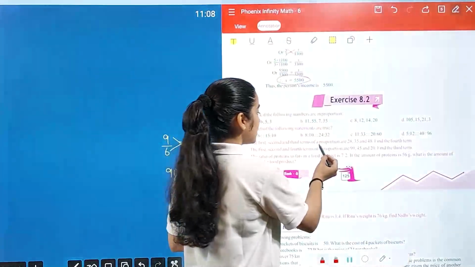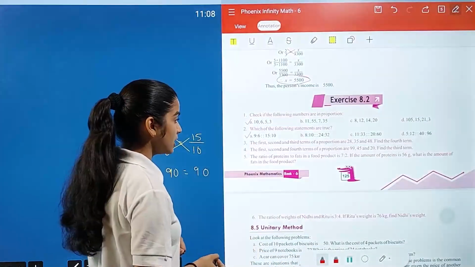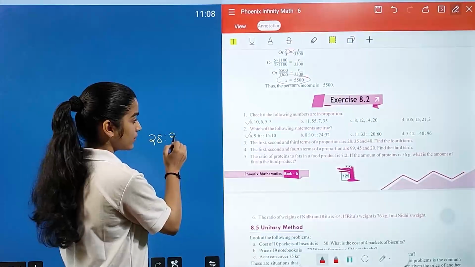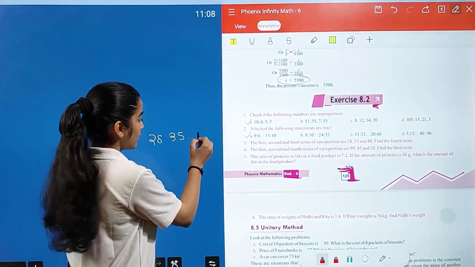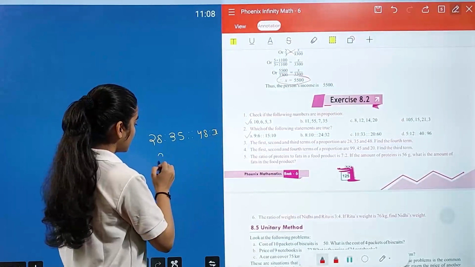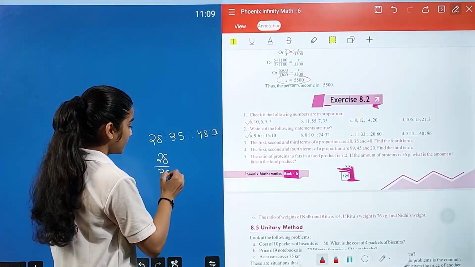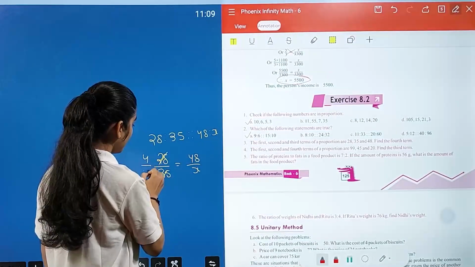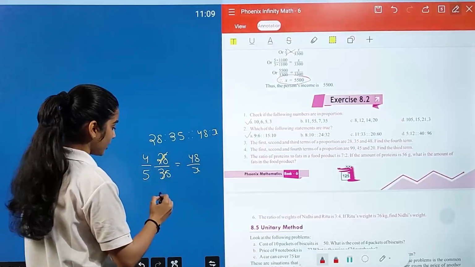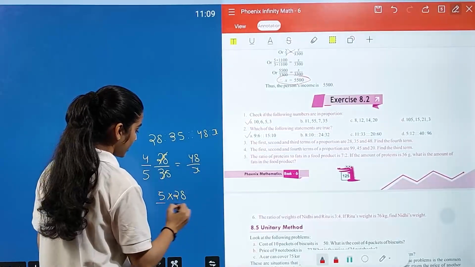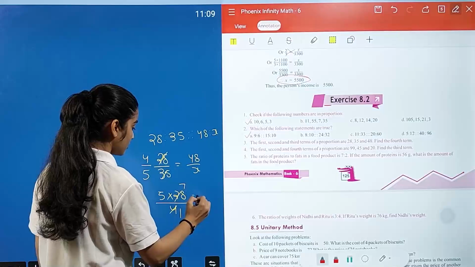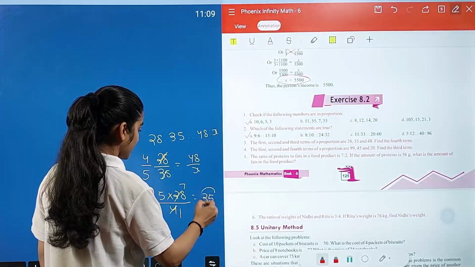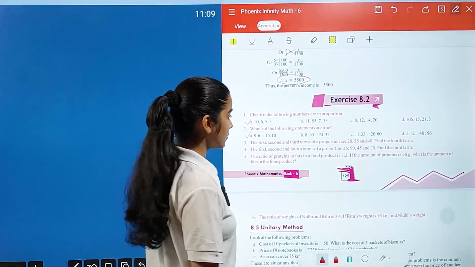The first, second and third terms of a proportion are 28, 35 and 48. Find the fourth term. So 28 is to 35 and 48 is to x. 28 upon 35 is equal to 48 upon x. So it will be 4 upon 5. Now you can simply solve it: 5 multiplied by 28 divided by 4. So here 1, 7. Your answer is 35.